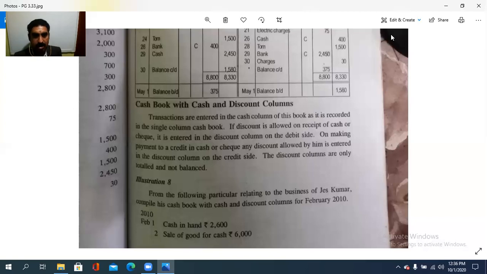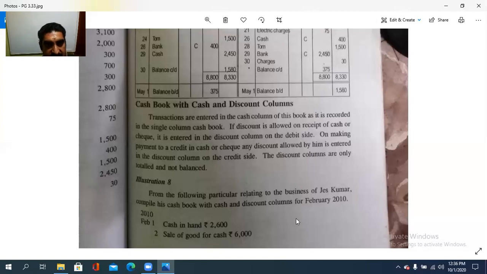From the following particulars relating to the business of Jas Kumar, compile his cash book with the cash and discount columns for February 2010. So cash in hand. What is the entry? To balance brought down 2,600. That is on the debit side, isn't it? Or the receipt side. To balance brought down 2,600.